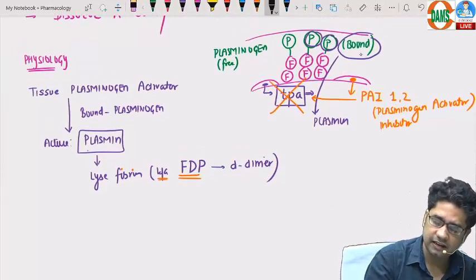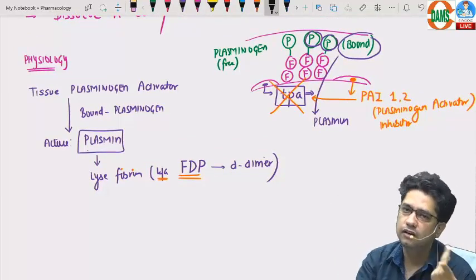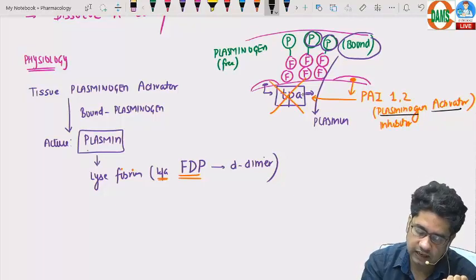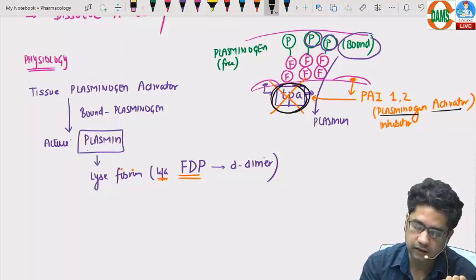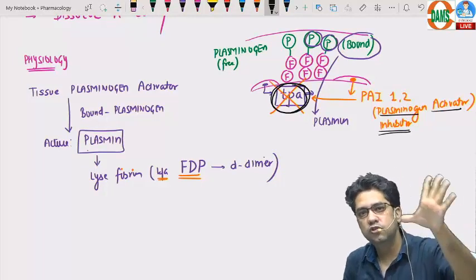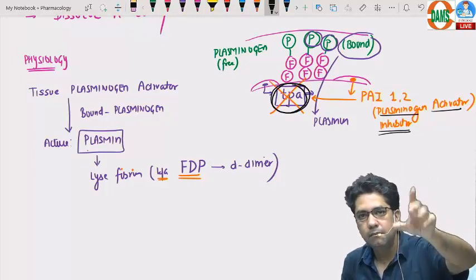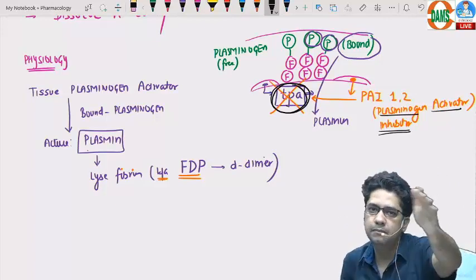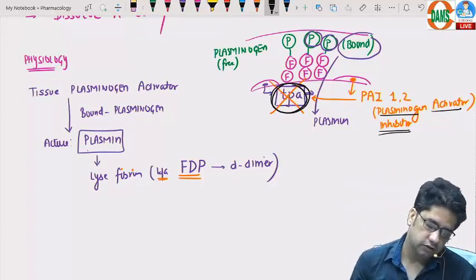बेटा TPA एक्टिवेट करता है, PAI 1 and 2 इनहिबिट करता है. Plasminogen activator, who is activating plasminogen? TPA, and it is an inhibitor of TPA. तो plasminogen activator is TPA. Plasminogen activator inhibitor is a molecule which will inhibit TPA. ठीक है बच्चों?